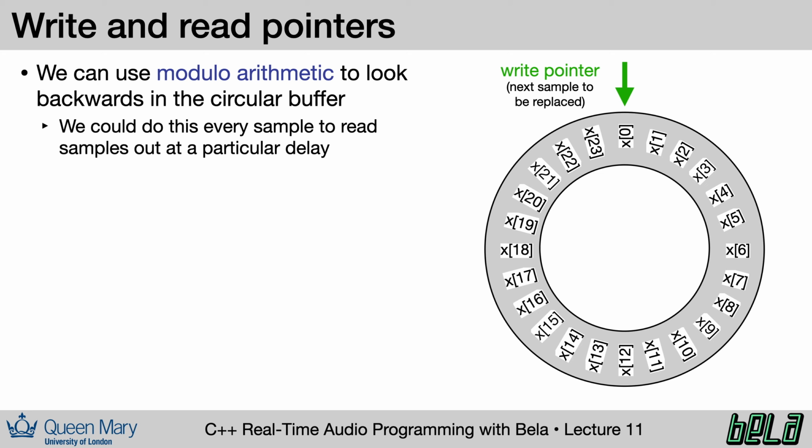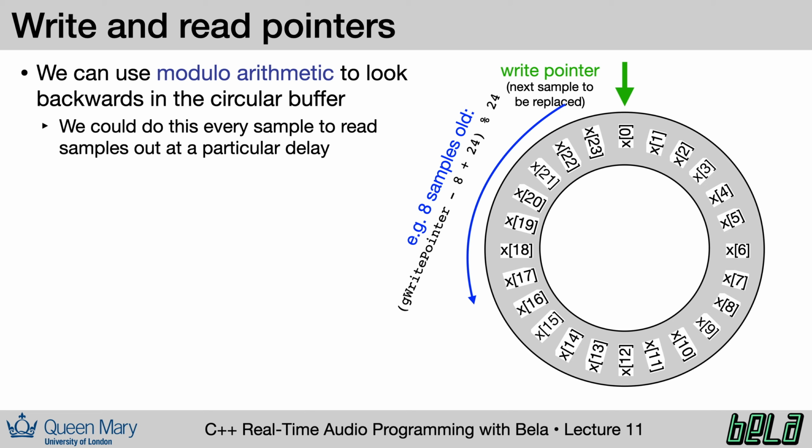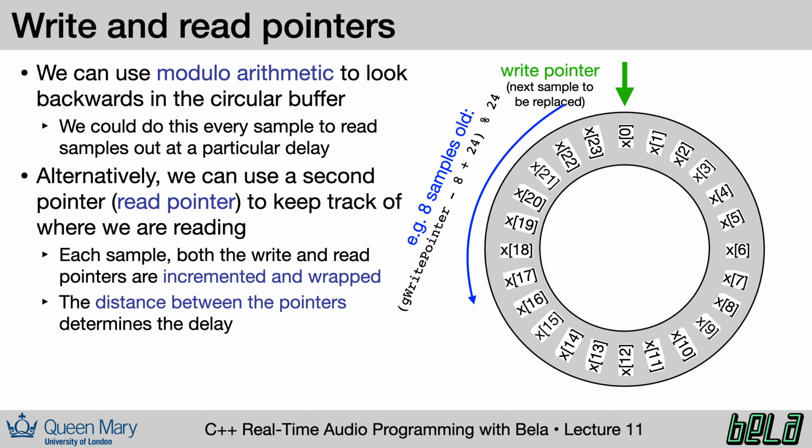Let's move on now to consider a slightly different syntactical approach that can sometimes be cleaner. We discussed how you can use modulo arithmetic to look backwards from the write pointer to find earlier samples. In the example we just saw, we did this calculation every audio frame. An alternative approach would be to use a second pointer, or read pointer, to keep track of where we're reading from. Then, every single audio frame we increment both the write and read pointers and wrap them around when they get to the end of the buffer.